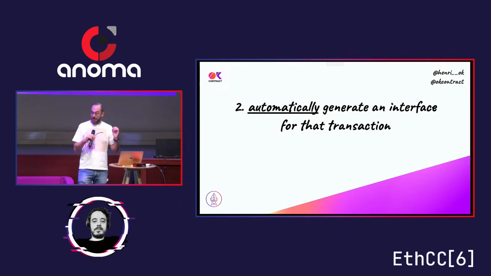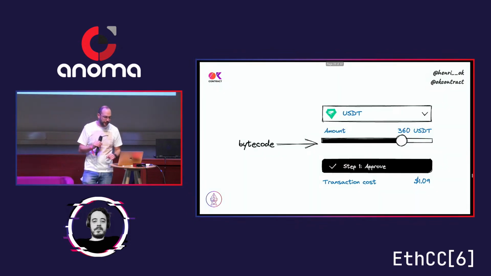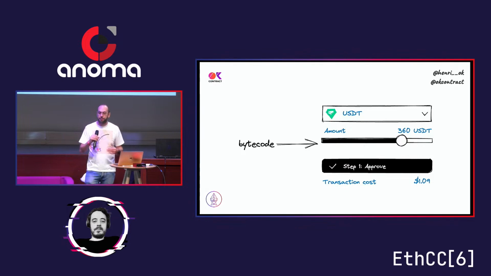Second step, when we have this specification, then we can automatically generate the interface for that transaction. So we go from bytecode to something highly visual, which is fully automated from that specification, not something that we need to toggle and re-implement for every contract or every method.